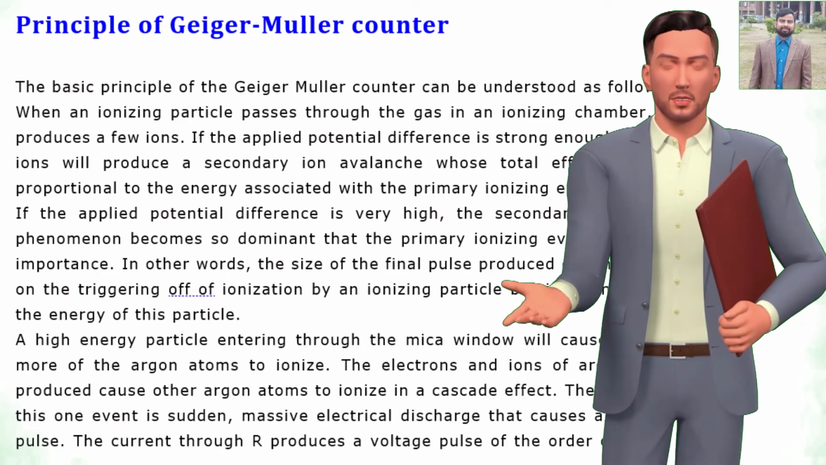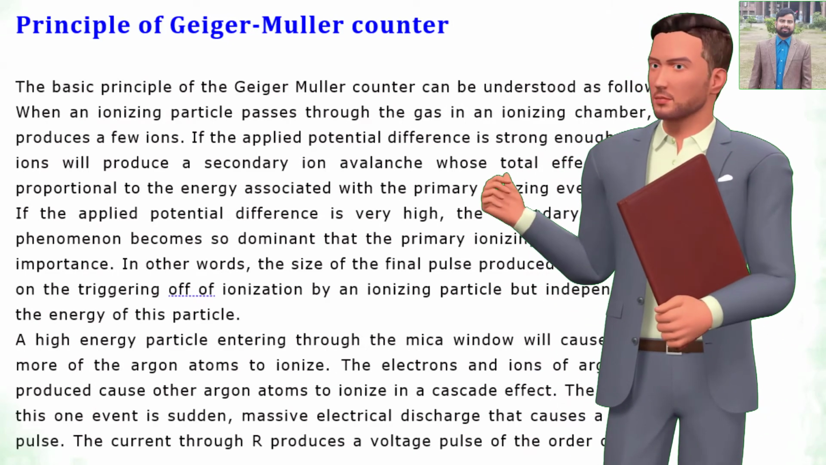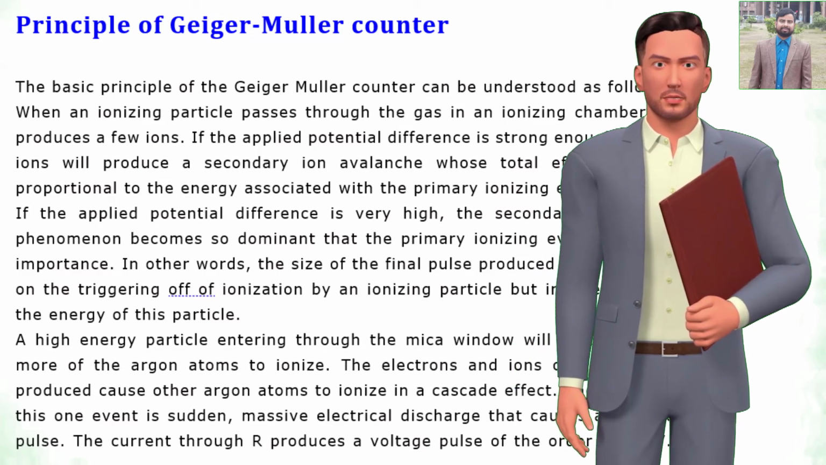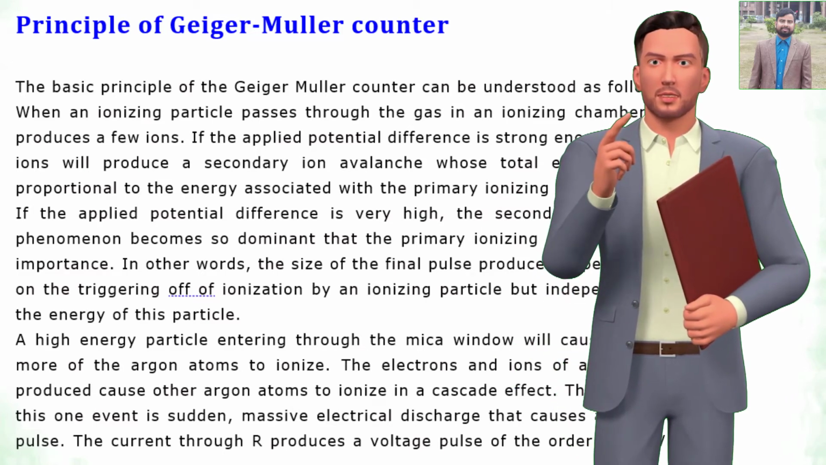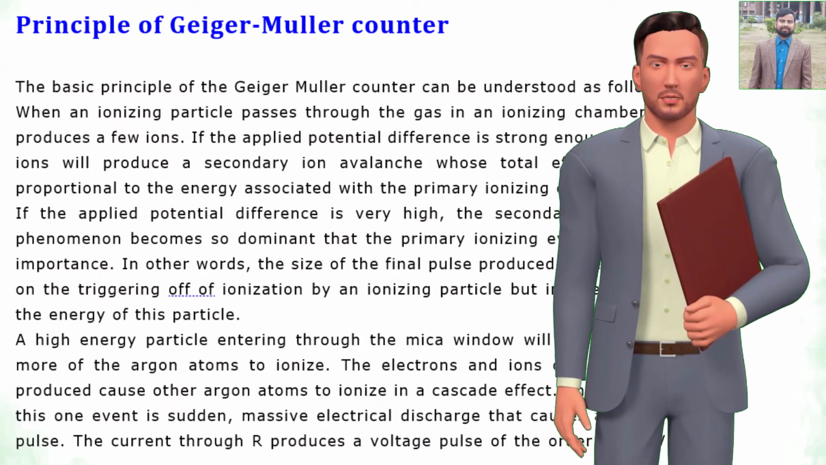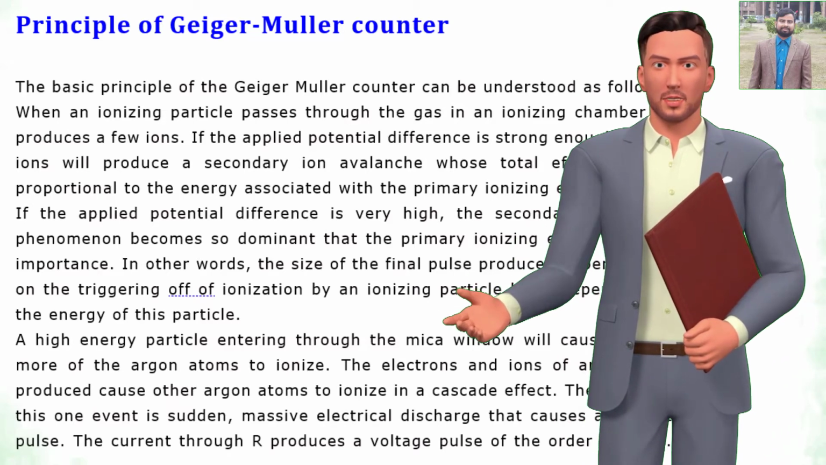A high-energy particle entering through the mica window will cause one or more of the argon atoms to ionize. The electrons and ions of argon thus produced cause other argon atoms to ionize in a cascade effect. The result of this one event is a sudden, massive electrical discharge that causes a current pulse. The current through R produces a voltage pulse of the order of 10 microvolts.